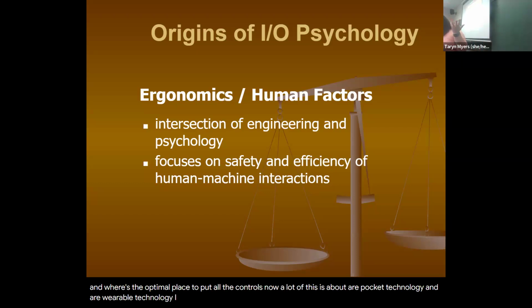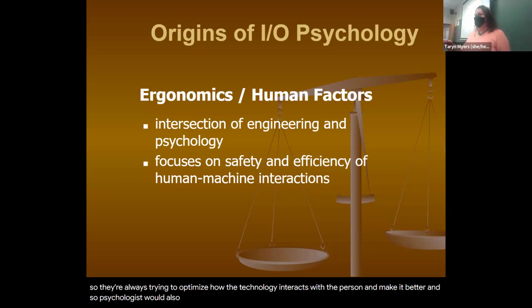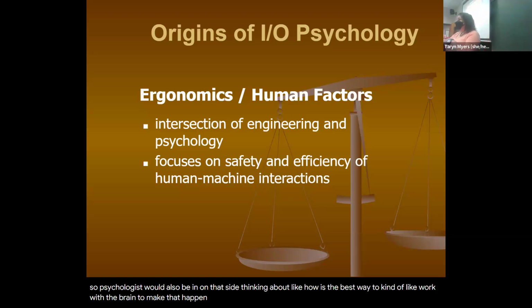I have a friend who is a human factors engineer, so he works on the engineering side. He works for Fitbit, and they're always trying to optimize how the technology interacts with the person and make it better. Psychologists would also be in on that side, thinking about the best way to work with the brain to make that happen. And it's still going to be in things like cars, computers, designs of keyboards, things along those lines. But then also thinking about these technologies we interact with the most.